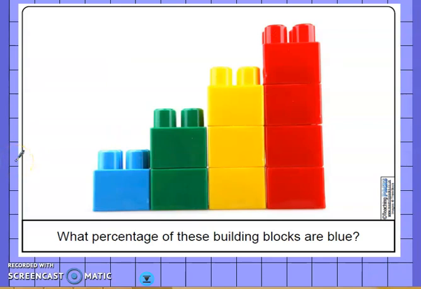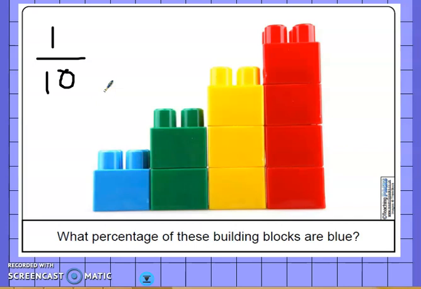Right, next one then. So getting a bit harder again, but still something that you're capable of if you're moving on to the orange, red and purple tasks. What percentage of these building blocks are blue? First of all, I'd like you to count up the number of blocks there all together. I can already see there's one blue block, so I'm going to put 1. Out of how many? 1, 2, 3, 4, 5, 6, 7, 8, 9, 10. 1 out of 10.